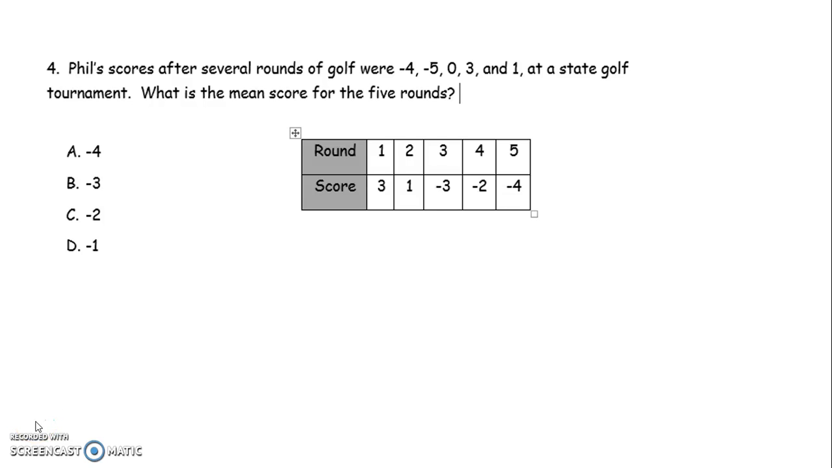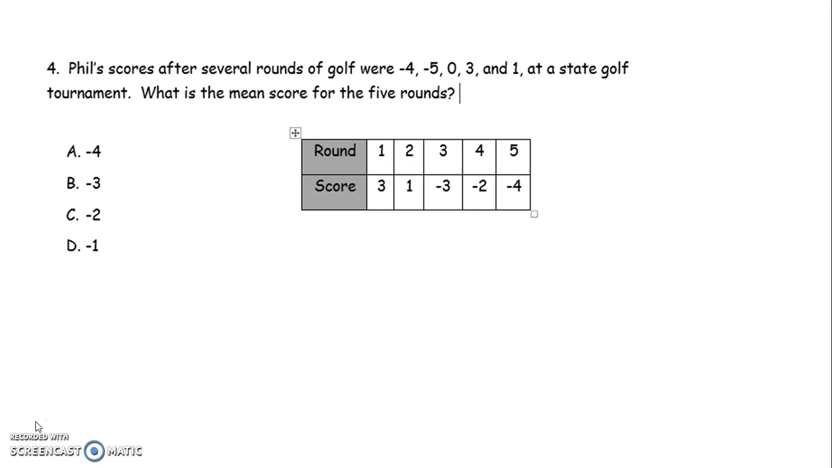Okay, hopefully you have spent some time trying to go through number 4 on the CR35 final exam review. Now I want to talk about if you need some support on any pieces of this. So it says Phil's scores after several rounds of golf were -4, -5, 0, 3, and 1 at the state golf tournament. What is the mean score for the 5 rounds?